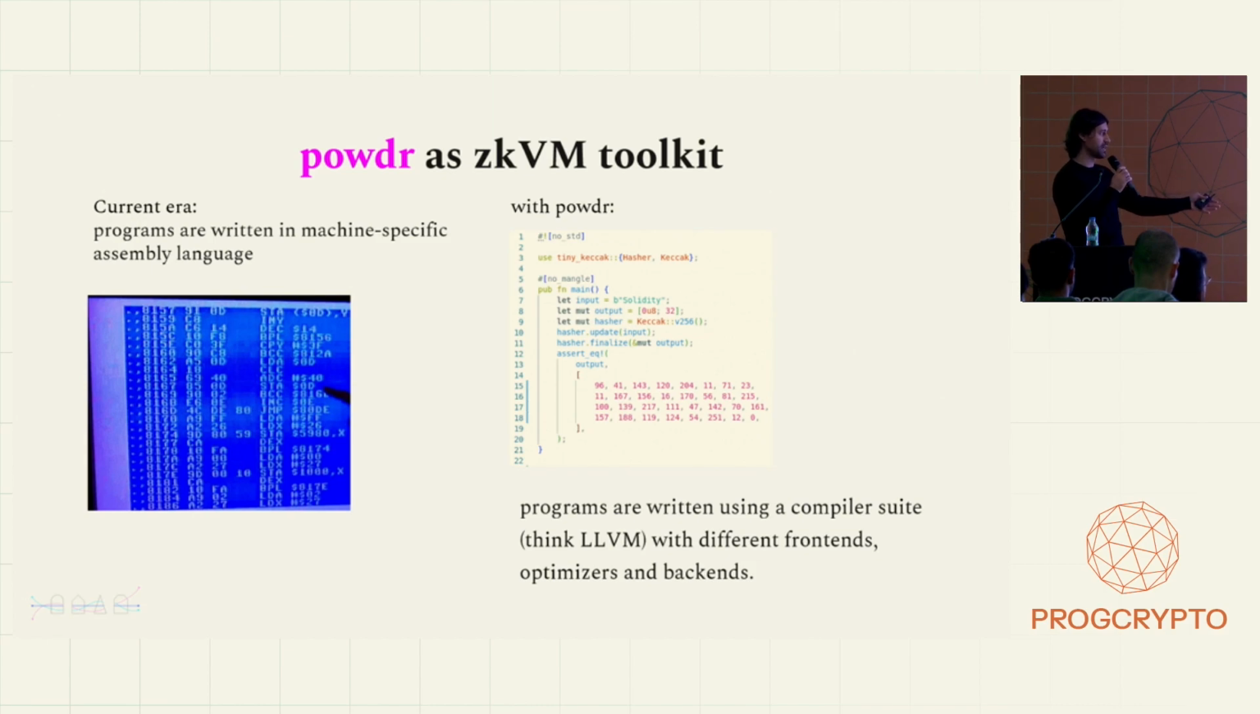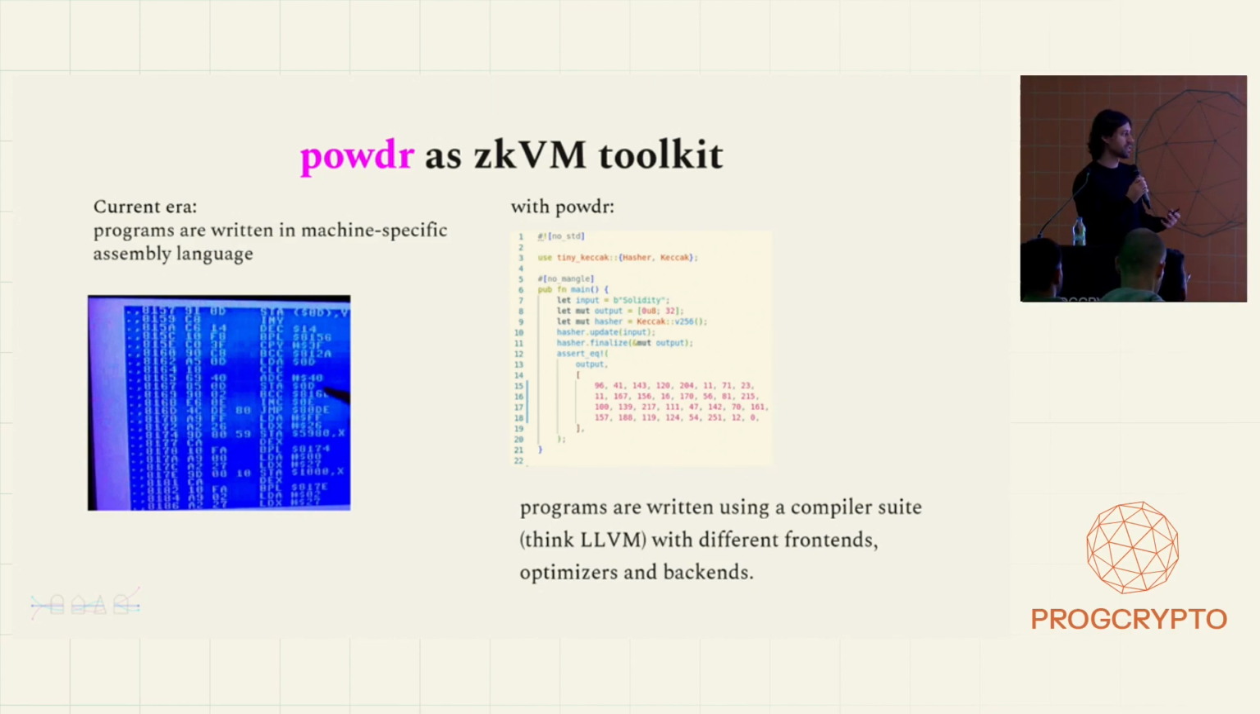And this is basically how circuit development has been for ZK programs. And the world we envision with Powder is where you can just reuse the languages that you know, for example, here Rust, and use libraries that you already have, libraries that have been written for a long time, audited and reused.